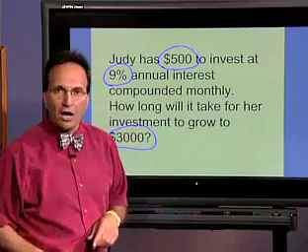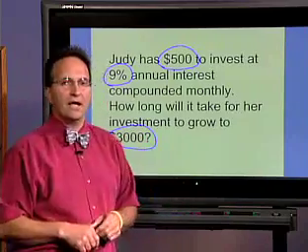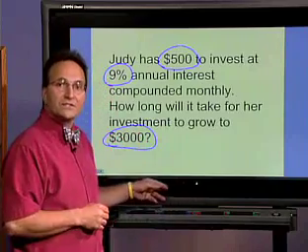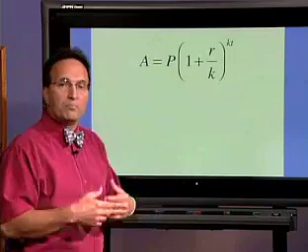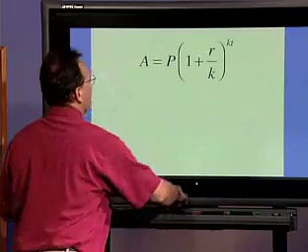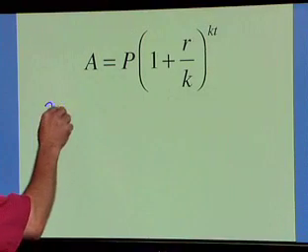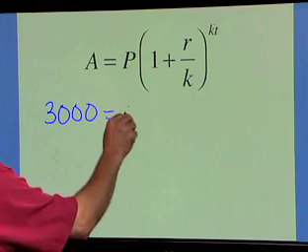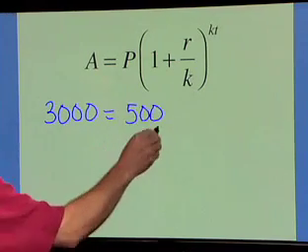We want to know how long it will take to reach a value of $3,000. So once again, that's the same formula, but we have different information to plug in. All righty, so we know that we're looking to see how long it takes to end up with $3,000. We're starting off with 500.